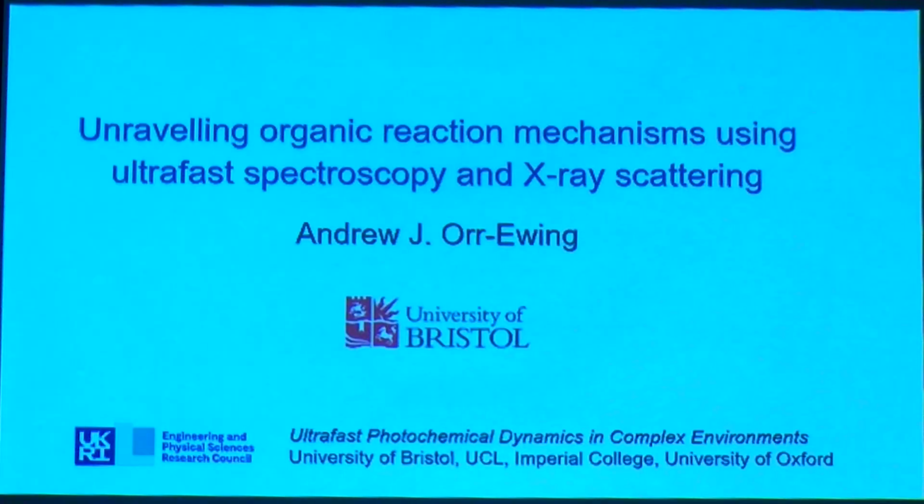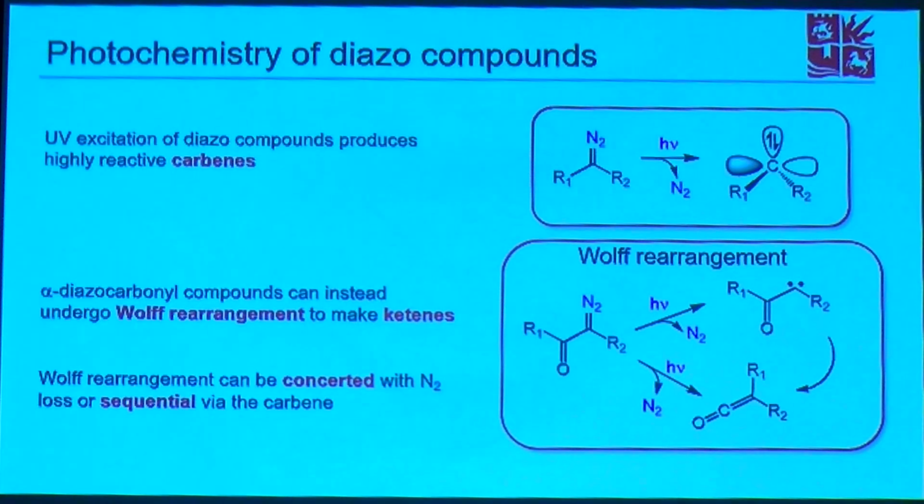So let me define the system that we're going to study, and then I'll explain how we have studied it. The system we have been looking at is the photochemistry of so-called diazo compounds. These are molecules like this one here, where we have a nitrogen, an N2 moiety bound into an organic molecule. And it's well known in the organic chemistry community that if you photoexcite these with ultraviolet light, they release nitrogen and they form carbene species.